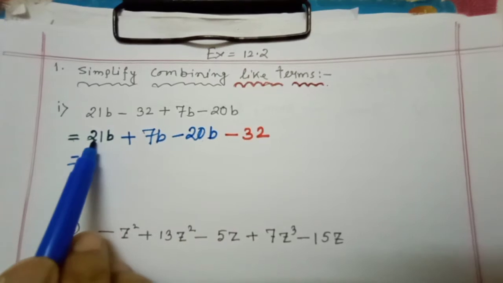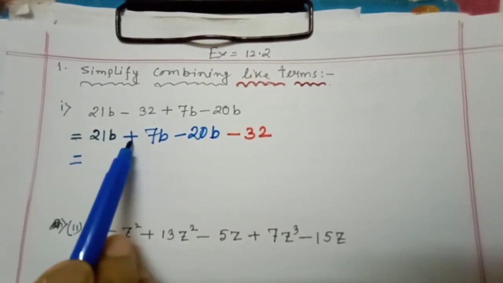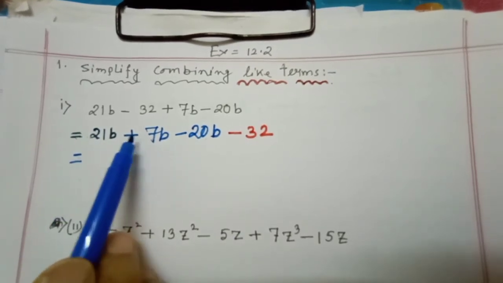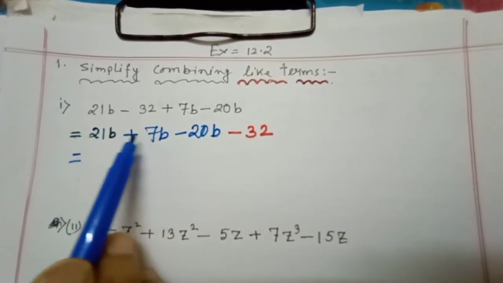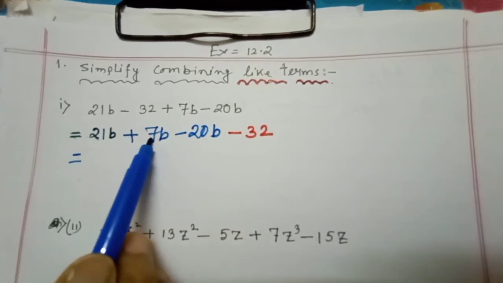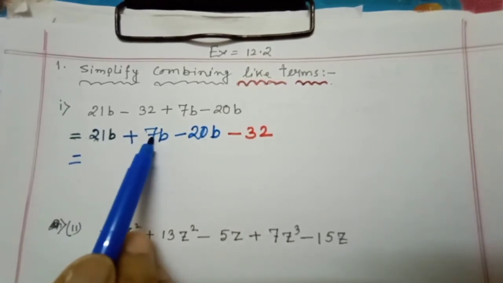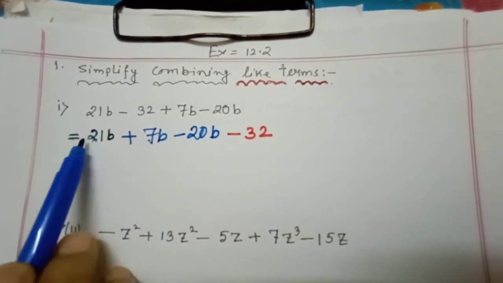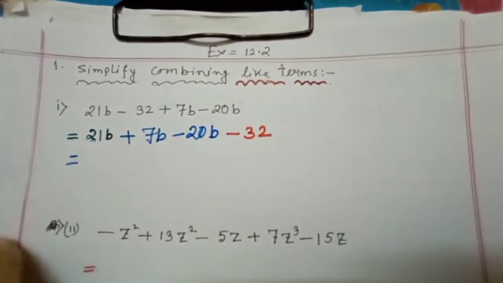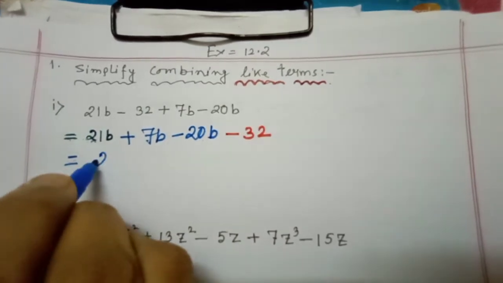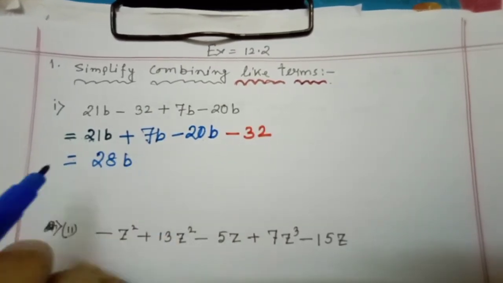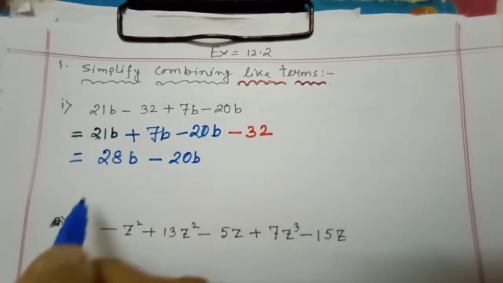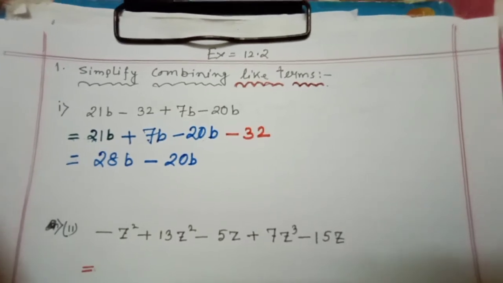So what you have to do first: it is positive, it is also positive, so you have to add these two coefficients and the variable will be the same. You are adding 21 plus 7. Why are you adding? Because the plus sign is there in between. So 21 plus 7 will be 28. Now 28b, minus, this one we have not done so it is as it is, and minus 32.